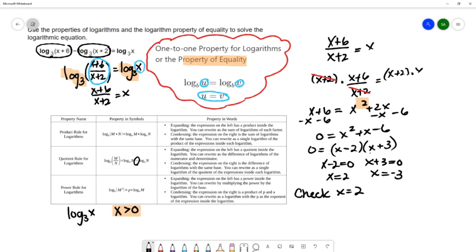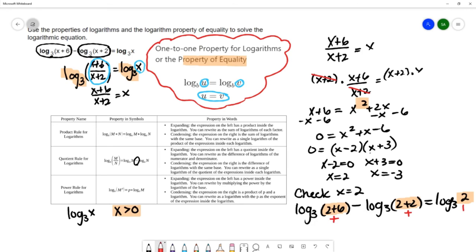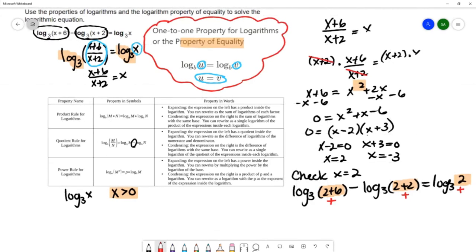So x equals 2 gives log base 3 of 2 plus 6, minus log base 3 of 2 plus 2, equals log base 3 of 2. What you're going to check is that inside each log you should have a positive value. 2 plus 6 is a positive 8, 2 plus 2 is a positive 4, and 2 is positive. And so we're going to be able to keep the solution of x equals 2 because it's in the domain of every log expression.